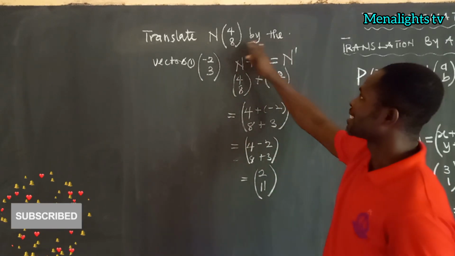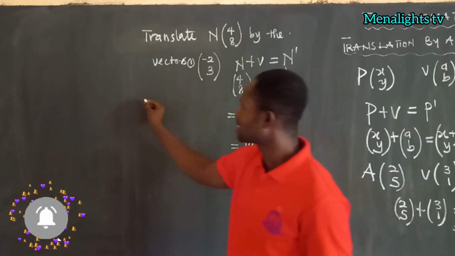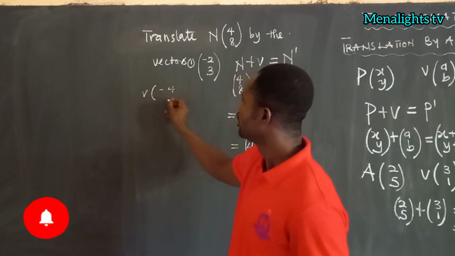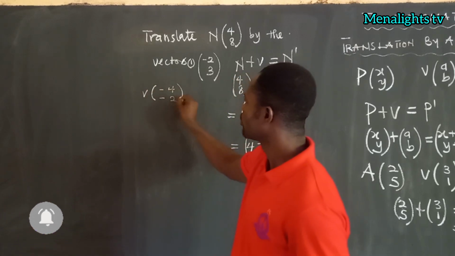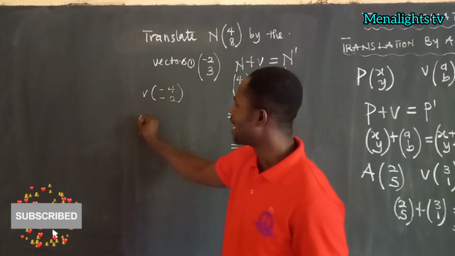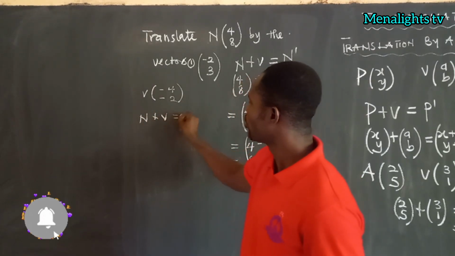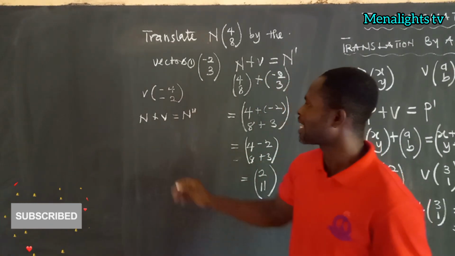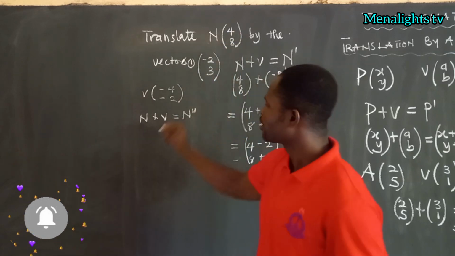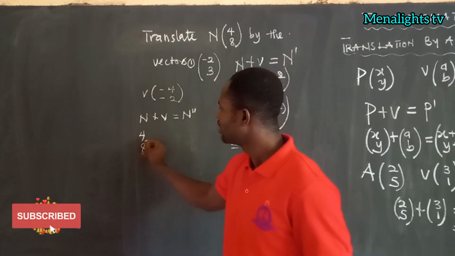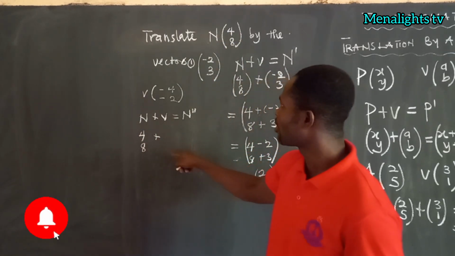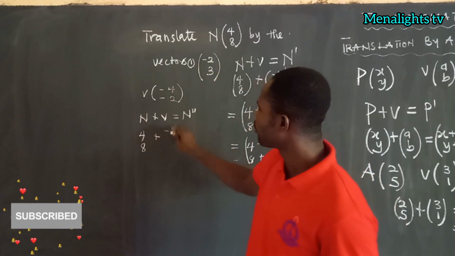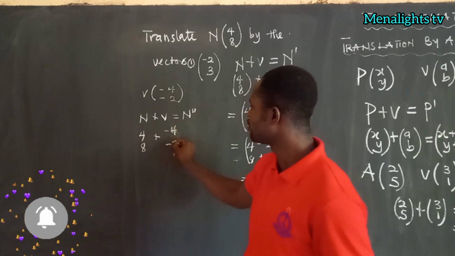In the same way, we are going to translate the same point by the vector, let's say the vector b, which is (negative 4, negative 2). So here we have the point N plus the vector will give us the point image. Let's assume this is the second point image. So it means that the point N is (4, 8), then plus the vector coordinates, which are (negative 4, negative 2). So negative 4 here, and then negative 2 here.